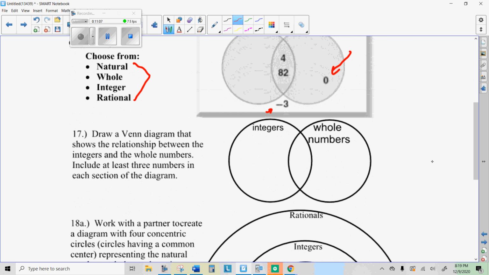Okay, draw a Venn diagram that shows the relationship between the integers and the whole numbers. Include at least 3 numbers in each section. So remember that numbers in here have to be both whole and integers. Now just a reminder, these are wholes. They start at 0 and go up by 1. Integers start at 0 and go both ways by 1. So they include negatives. So put 3 numbers in each of those.